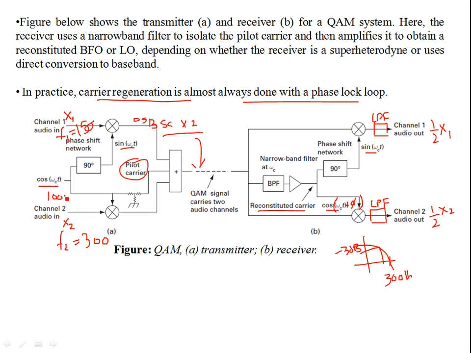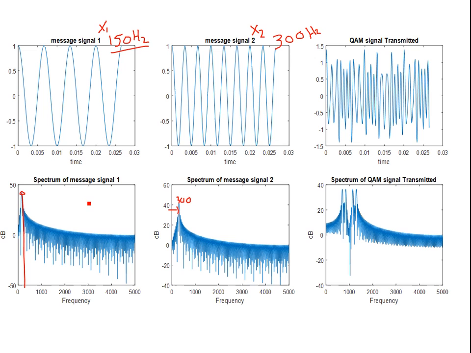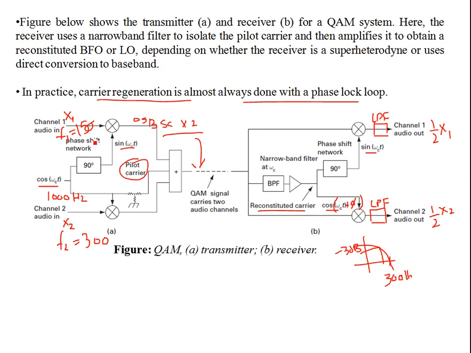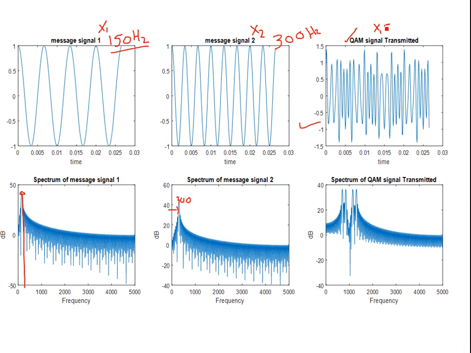Okay, so we have a 1000 hertz carrier signal, and we have two carriers in quadrature, so they are orthogonal. What we have over here is a QAM signal. This is x1 multiplied by sine of omega ct plus x2 cosine of omega ct. So we have these two double sideband suppressed carrier signals being transmitted on the channel.